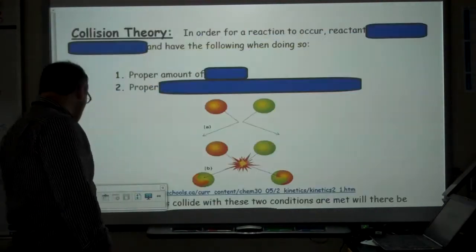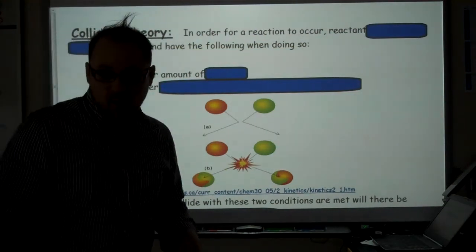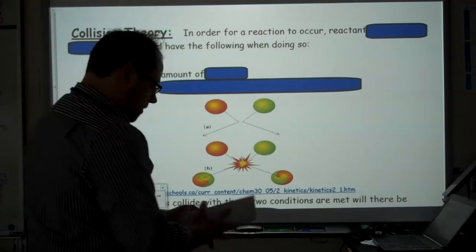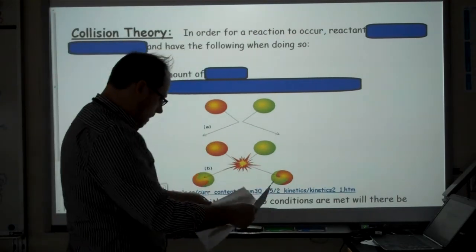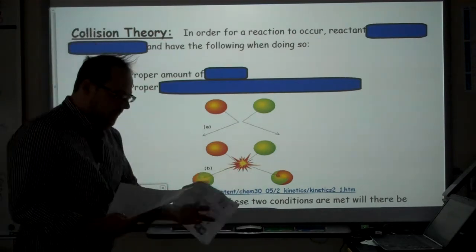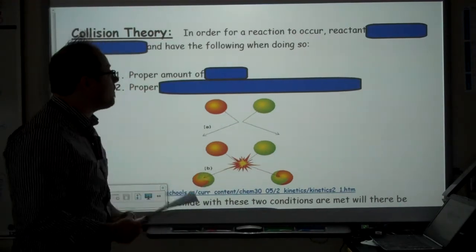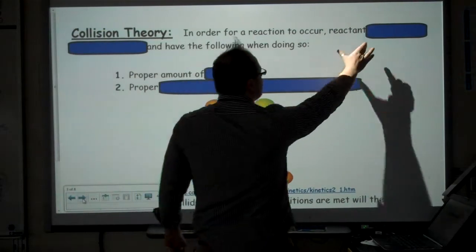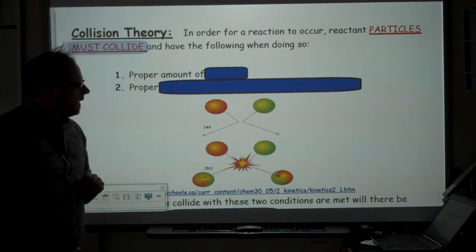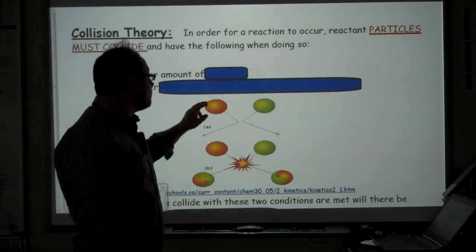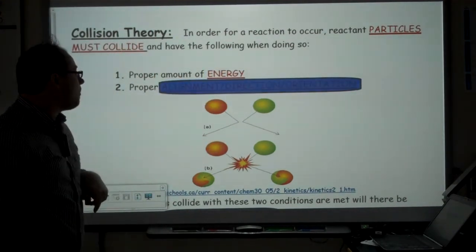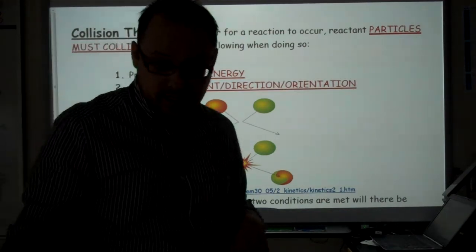So let's get into our notes. In our lecture notes pack, we are on, looks like page 2 or 3. Okay? So collision theory. That's a theory that's been put forward for a reaction to occur. It says reactant particles must collide, and when they do, they have to have the right amount of energy, and they have to have the proper alignment, direction, or orientation.